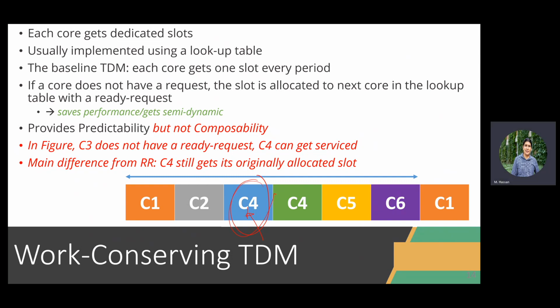The main difference between work conserving TDM and round robin is that in the round robin case, if I serve C4 here, I will serve C5 next because it's dynamic, so I go in order. In work conserving TDM, no, I still maintain the concept of slots. Even if C4 was served during the C3 slot, this is considered a bonus. C4 would still maintain its own slot. Again, the problem here is that work conserving provides good performance compared to traditional TDM, but again loses composability.